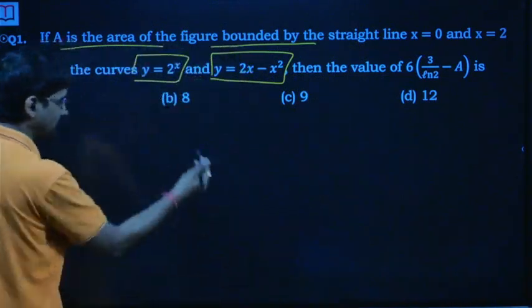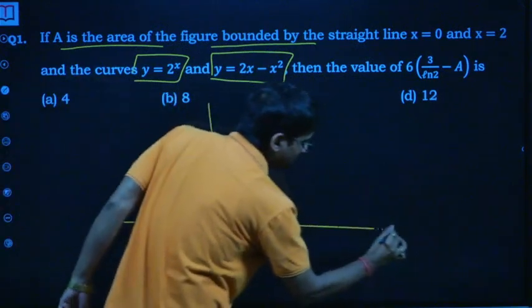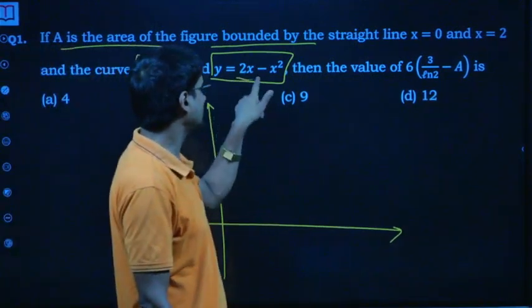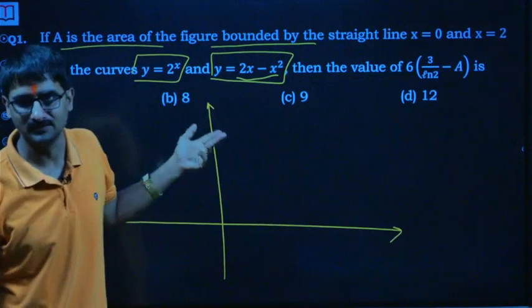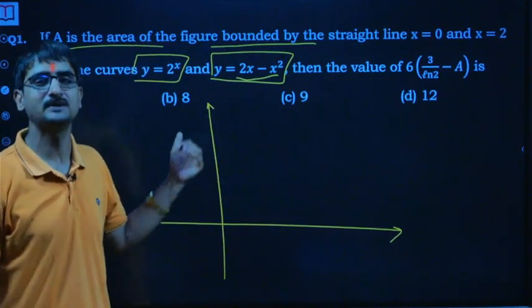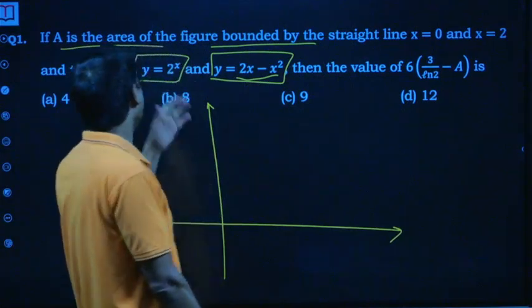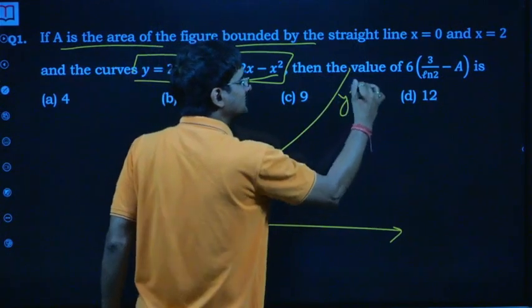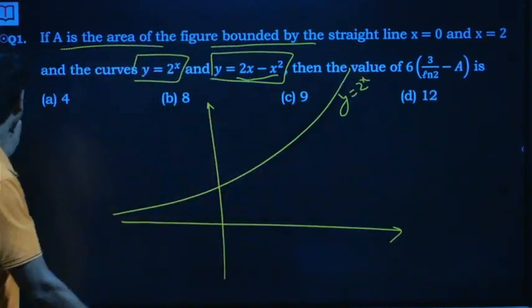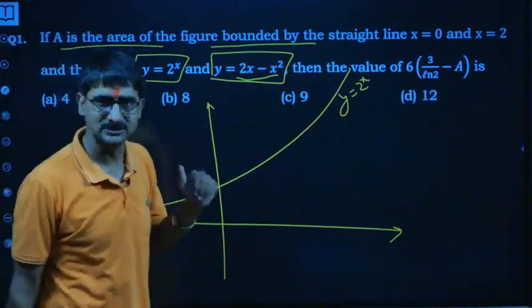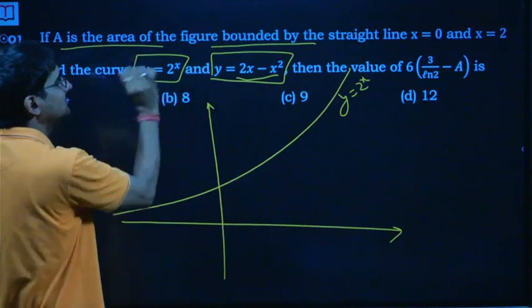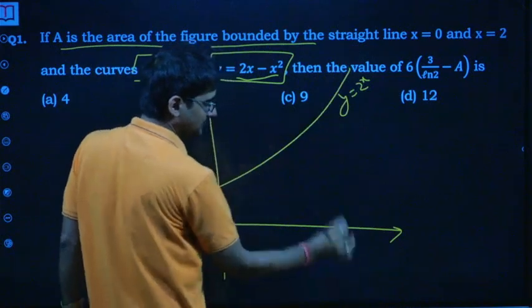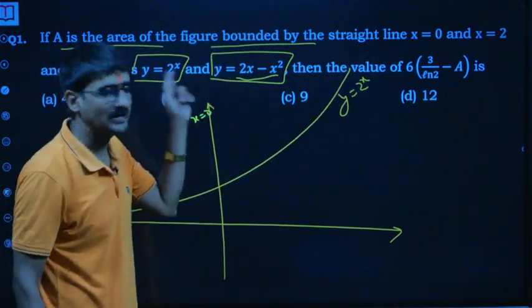For that we have to draw the curves. y equals 2x minus x squared is a quadratic curve, a vertical parabola opening downward, because the leading coefficient is negative. And this we all know is the exponential function's curve. We need to find the area of the region bounded by the y-axis, so x equals 0, then somewhere here will be the line x equals 2, and then behind these two curves.